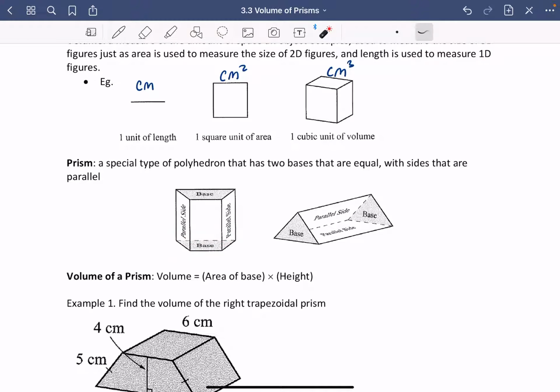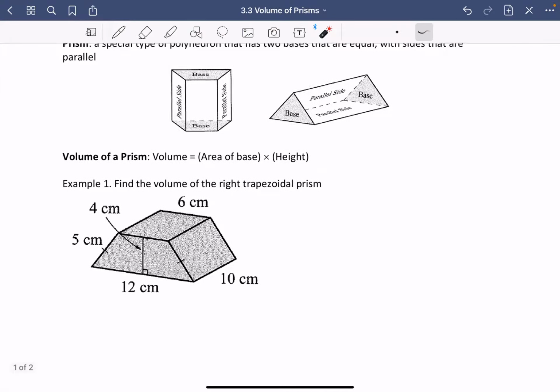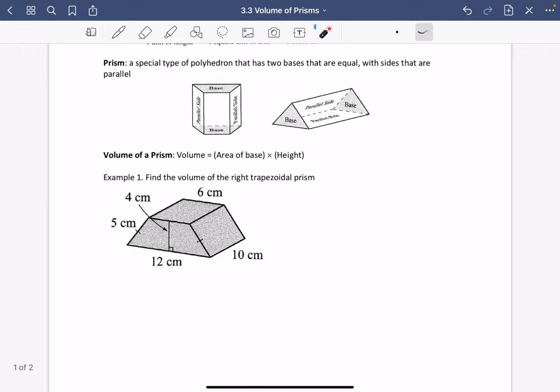So base is the shape that stacks up to get the polyhedron. You can see that this polyhedron is a bunch of trapezoids stacked up and became this polyhedron. And this one will be a bunch of triangles stacking up to get this prism. Okay, so how do we find the volume of a prism?